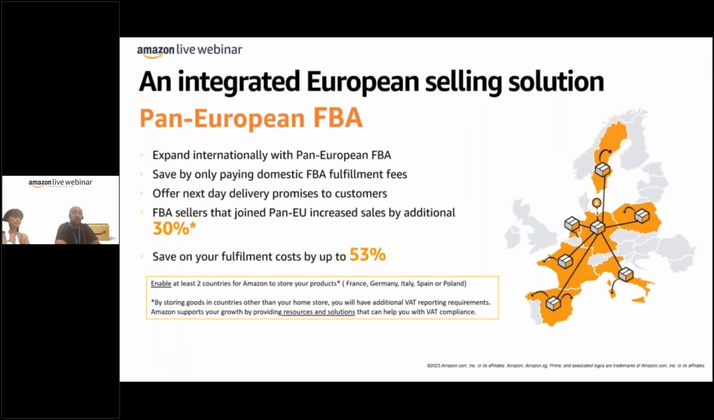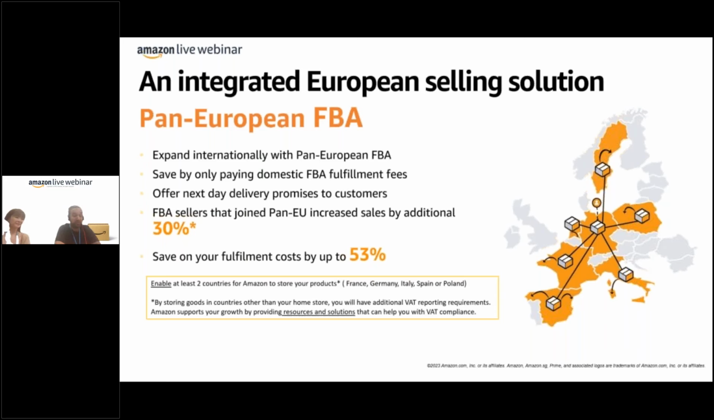Now, next, with Pan-European FBA, it also makes your products eligible for Prime and visible to millions of customers across Amazon's European stores. FBA sellers that joined Pan-European FBA increase sales by an additional 30%, and you save on your fulfillment costs by up to 53%.